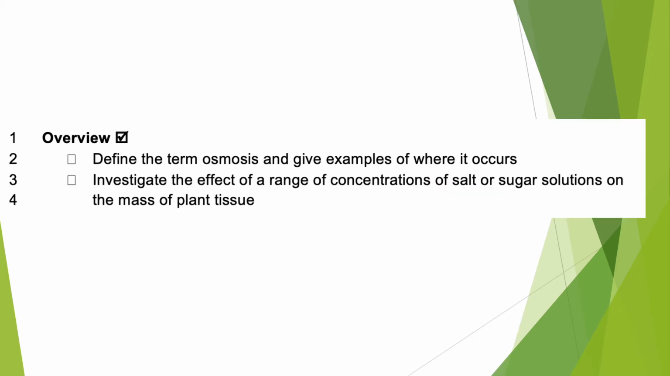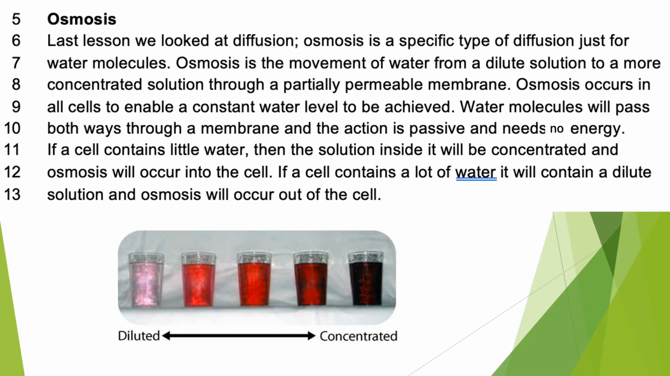All right. Okay, so now we get to what we talk about, osmosis, right? We need to learn about the term osmosis, give examples of where it occurs, and also we're going to learn about how the range of concentration will have a difference on the mass of plant tissue. Okay, so we're going to talk about this as we go forward. All right, so let's get into osmosis.